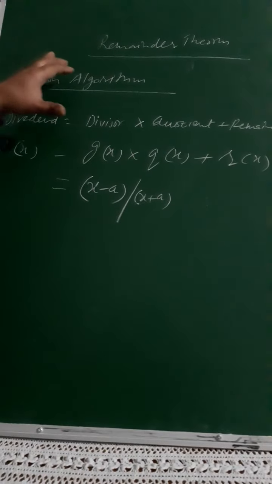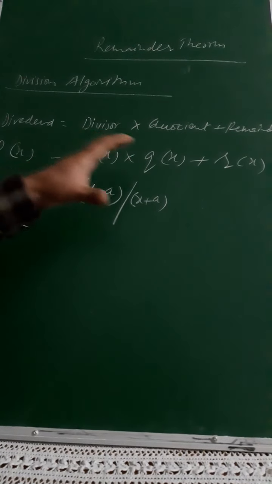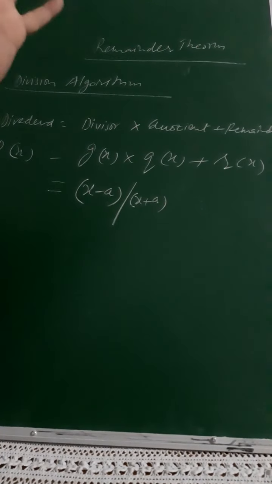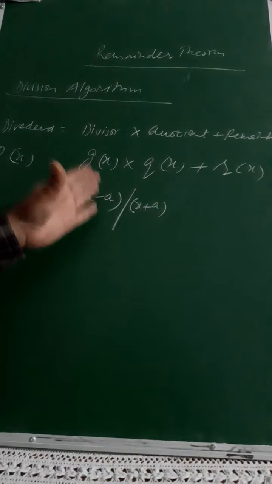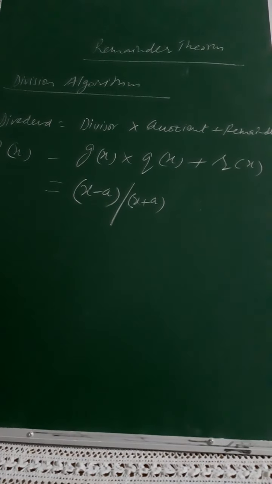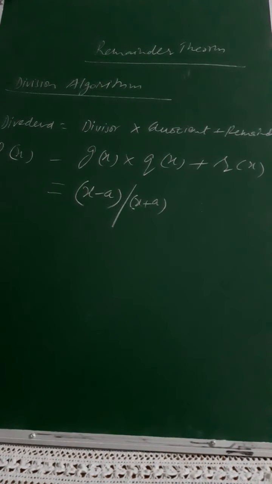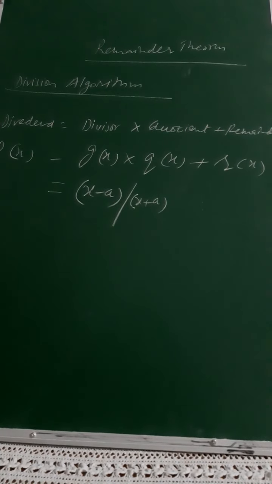So this theorem, the remainder theorem, is applicable only and only to those questions where my divisor consists of degree 1. That can be x minus a. That can be x plus a. I will clarify it by giving you one example in support of this theorem, on behalf of which I have to calculate the remainder. So first of all, as I said, I will come to the statement.